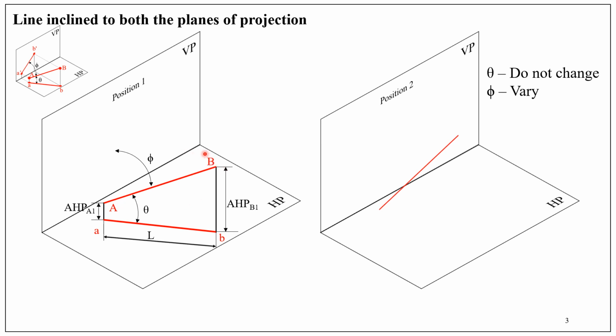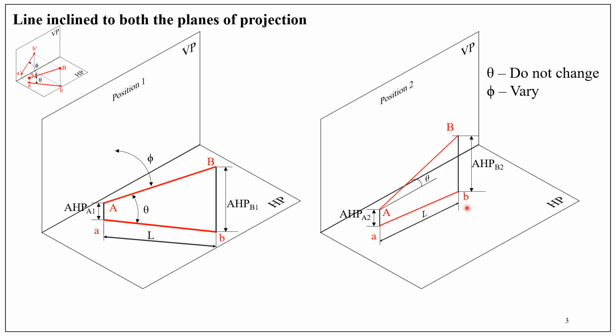and it is rotated such that the line becomes parallel to the VP. So in the new position, the line is parallel to VP. What about its relation with HP? The angle theta is maintained. We are not altering the value of theta, so only phi is varied. Corresponding to this position, what is the top view? We need to draw the projectors and then connect. So this is the corresponding top view. And of course, this is point A, this is point B, this is small a, this is small b.